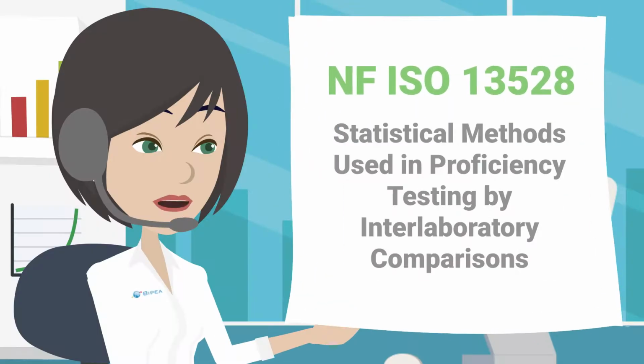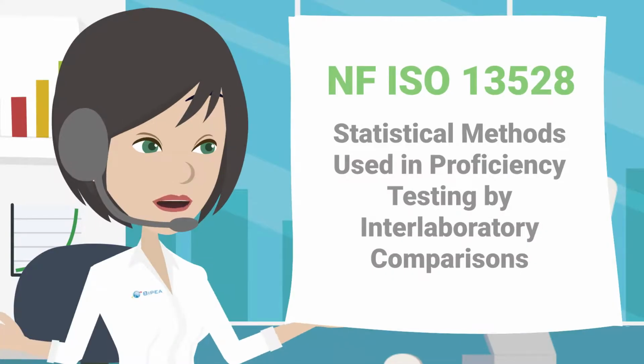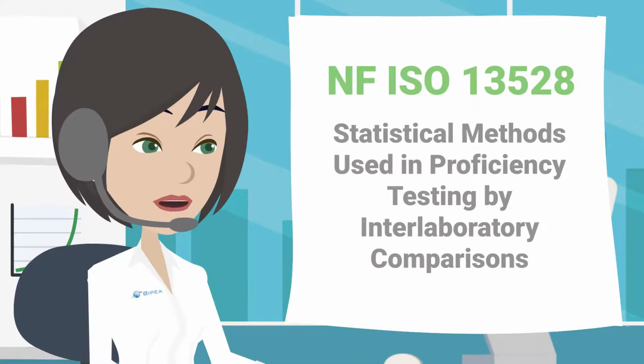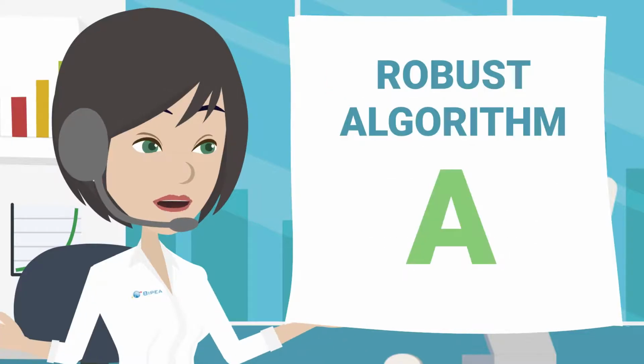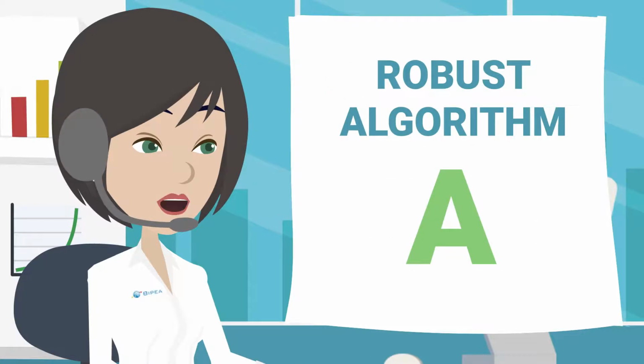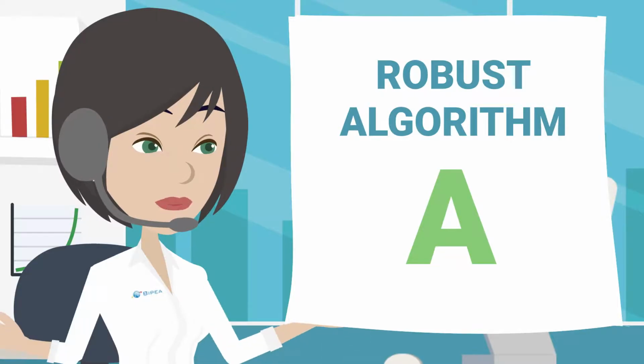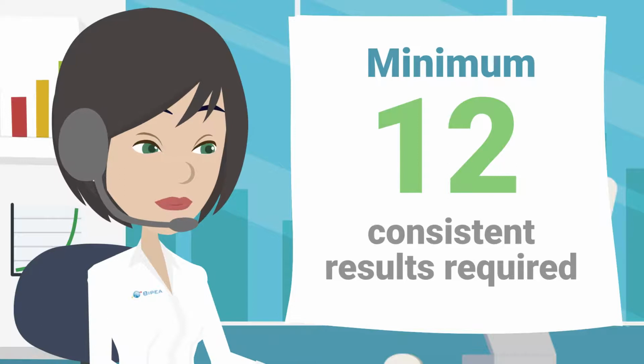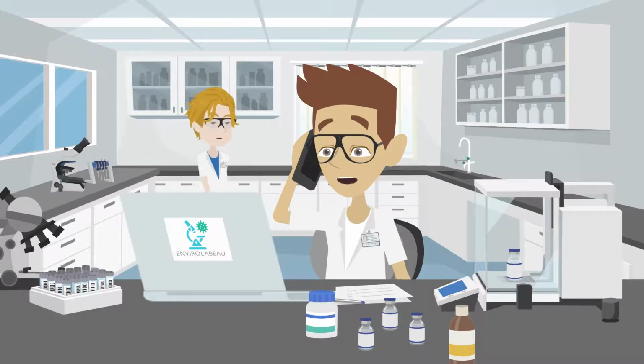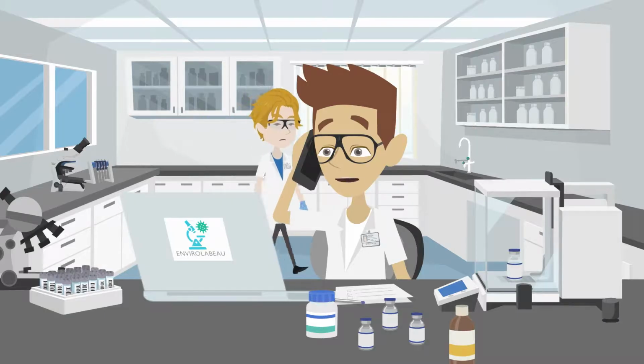The requirements of the statistical standard governing data processing highlight the risks associated with small sample sizes and recommend using robust statistics, such as those implemented by BIPA with the robust algorithm A. To reach this threshold, a minimum of 12 consistent results is required. Below this number, we must be cautious. So, if there are fewer than 12 results, does that mean my results aren't usable?